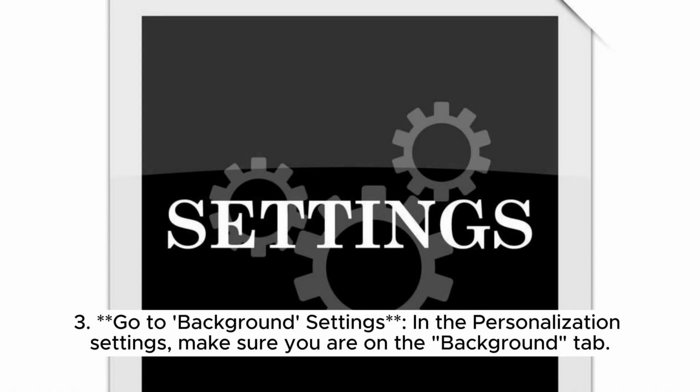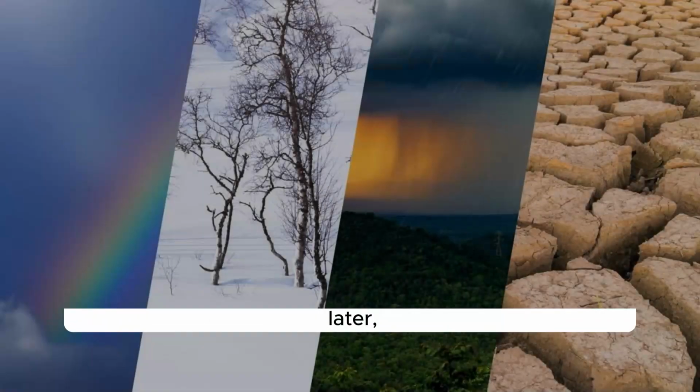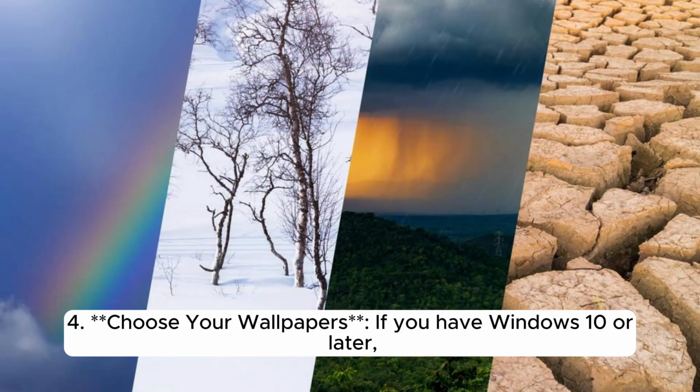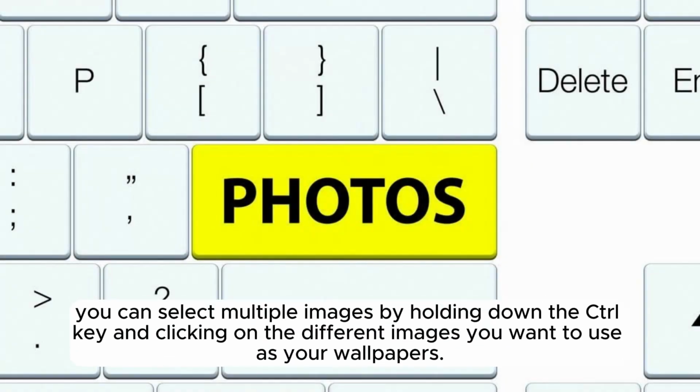3. Go to Background Settings. In the Personalization settings, make sure you are on the Background tab. 4. Choose your wallpapers. If you have Windows 10 or later, you can select multiple images by holding down the Ctrl key and clicking on the different images you want to use as your wallpapers.